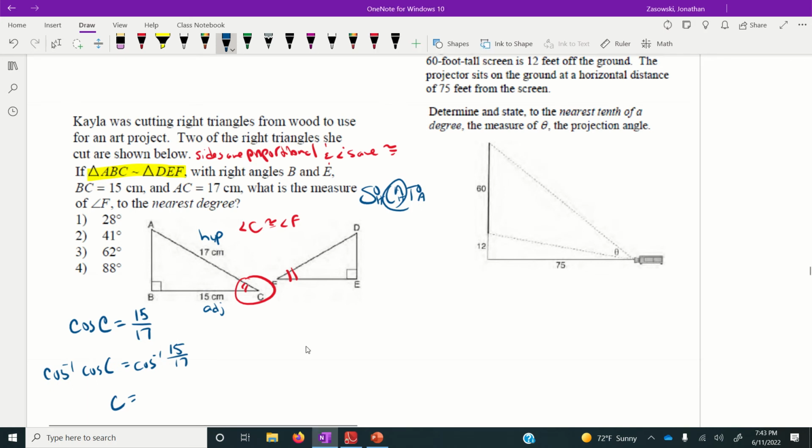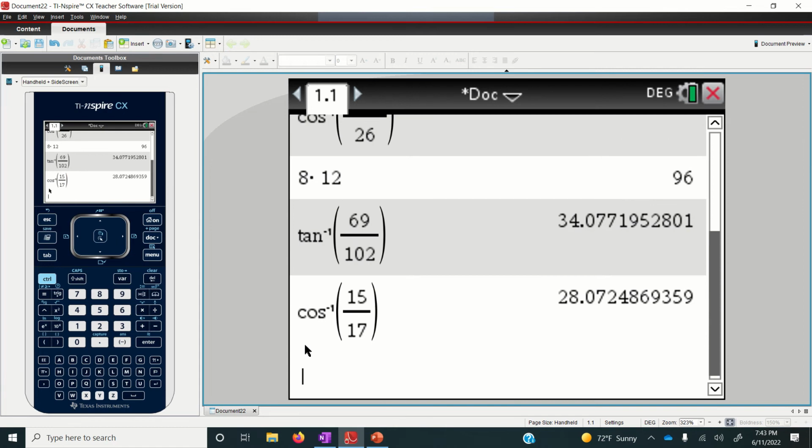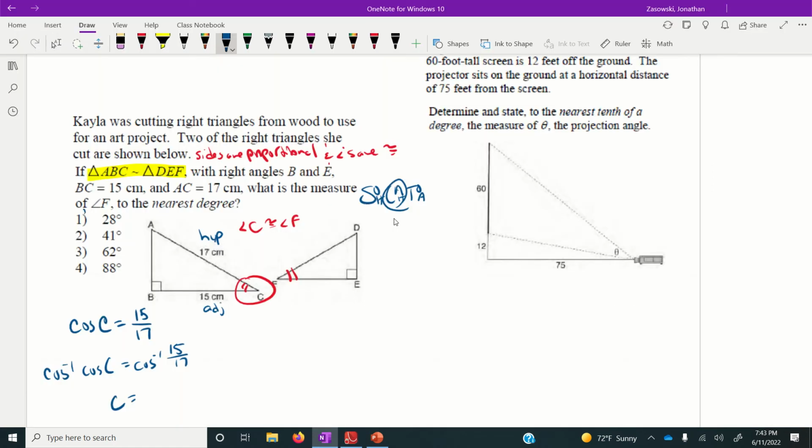Took me a minute there to realize I never hit enter on the calculator, and we were looking at the last answer. So this one should be 28 degrees. So choice number 1. I realized that wasn't showing up as one of the choices. Degrees. And there is our choice.